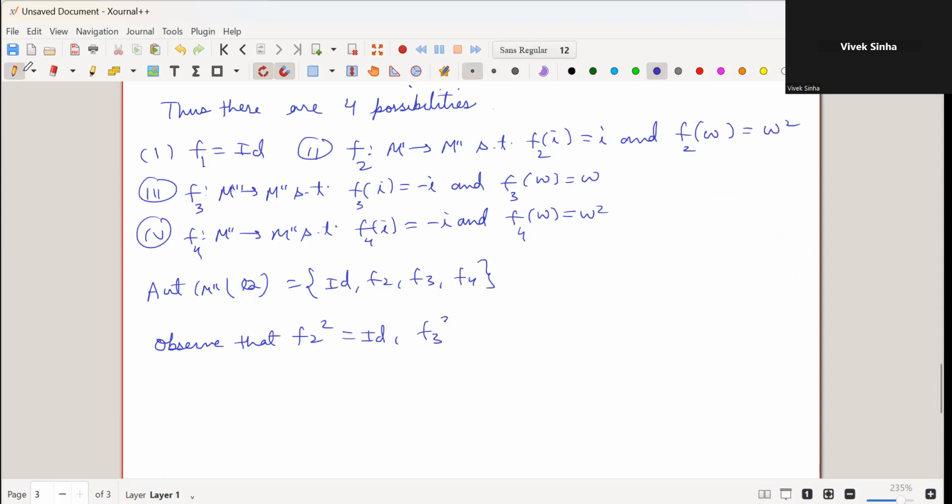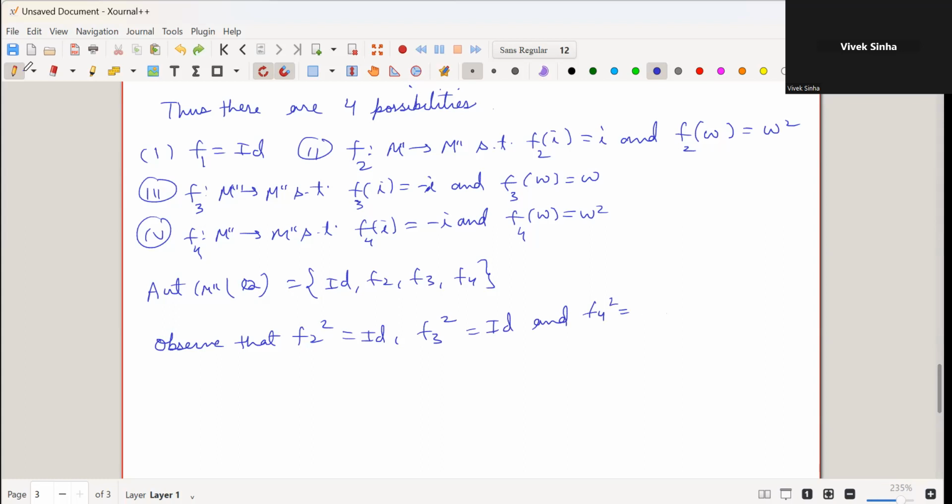What is F3 square? I is mapping to minus I. Then F3 square will map I to minus I, and then minus I will be mapped again to I. So it's fixing I again, and omega is anyway fixed. So F3 square is also identity, and F4 square is also identity, that you can see.